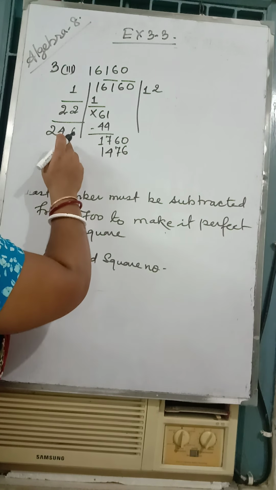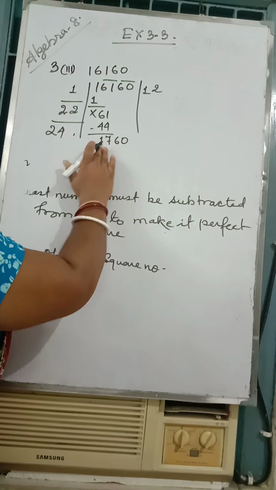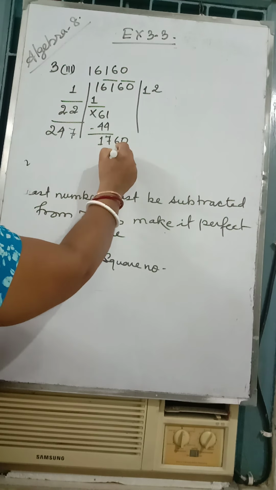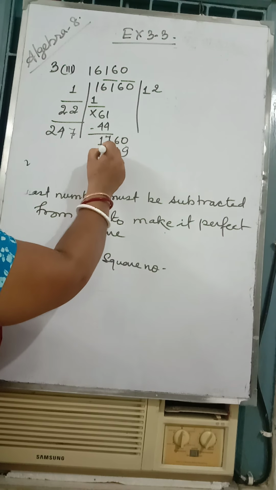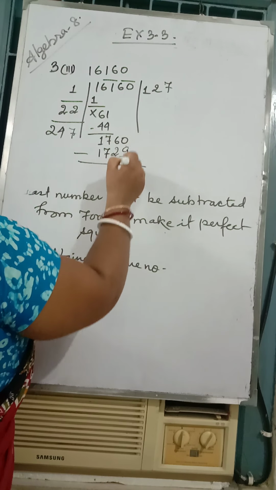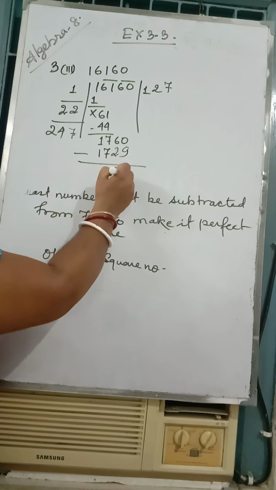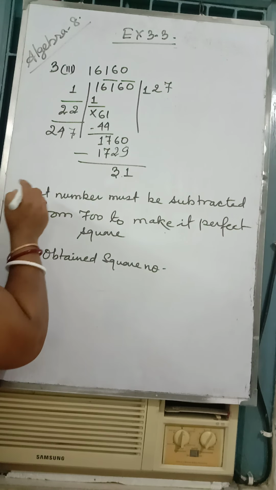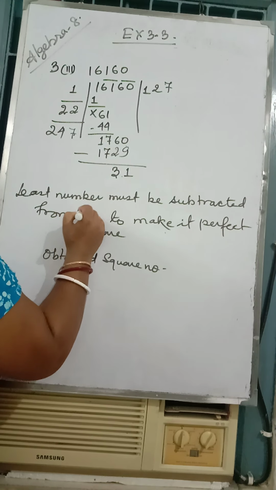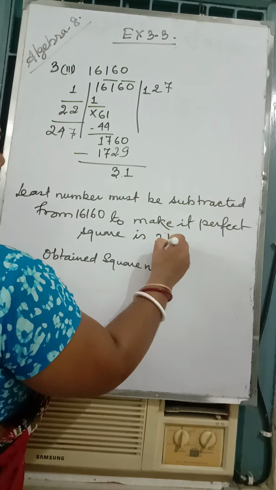Just place 7, and see what it gives. 7 7s are 49. 7 4s are 28 and 4 is 32. 7 2s are 14 and 3 is 17. Yes, so it will be 7 here. So we'll just subtract: 10 minus 9 is 1, 5 minus 2 is 3. So the least number that must be subtracted from 16160 to make it a perfect square is 31.